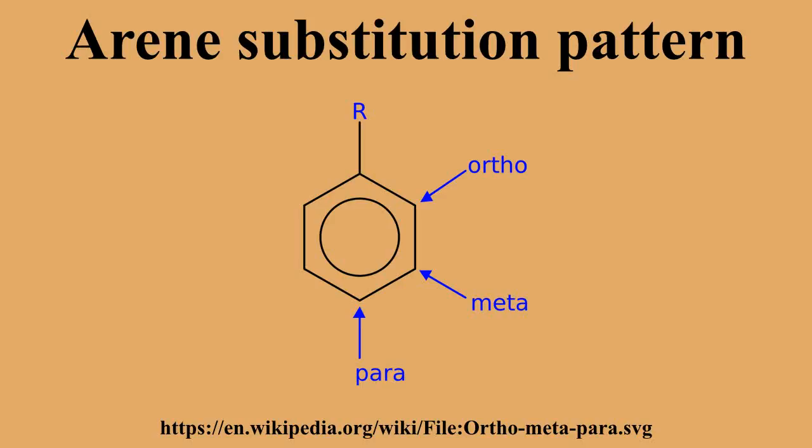Meso substitution refers to the substituents occupying a benzylic position. It is observed in compounds such as calixarenes and acridines. Peri substitution occurs in naphthalenes for substituents at the 1 and 8 positions.